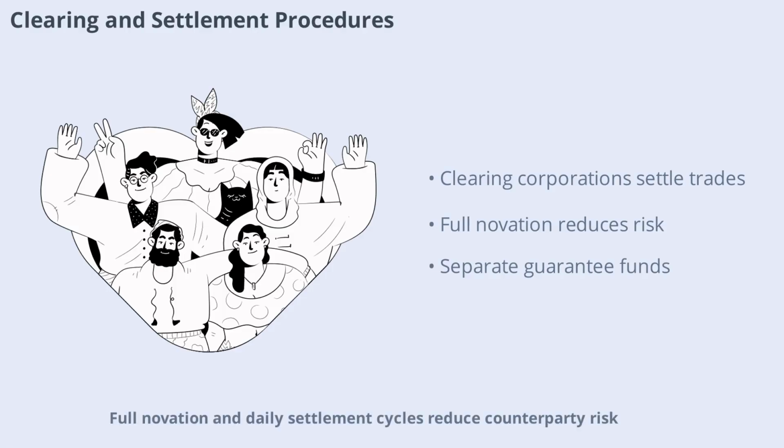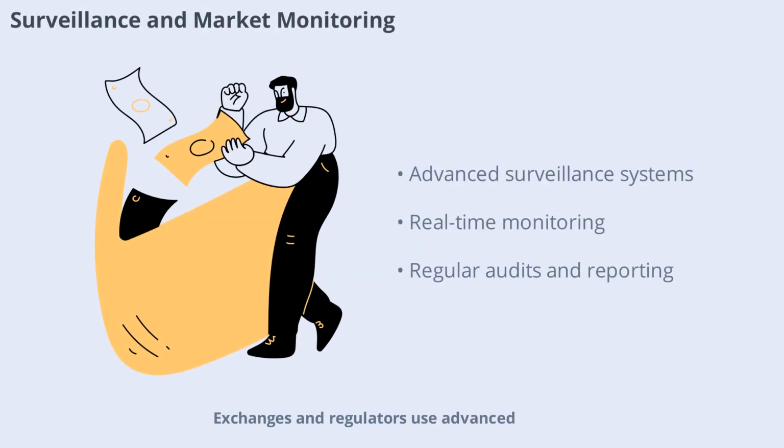Full novation and daily settlement cycles reduce counterparty risk. The use of separate guarantee funds for currency derivatives adds an extra layer of security for market participants. Exchanges and regulators use advanced surveillance systems to monitor trading activity, detect unusual patterns, and prevent market abuse. Regular audits, reporting requirements, and real-time monitoring help maintain transparency and trust in the ETCD market.